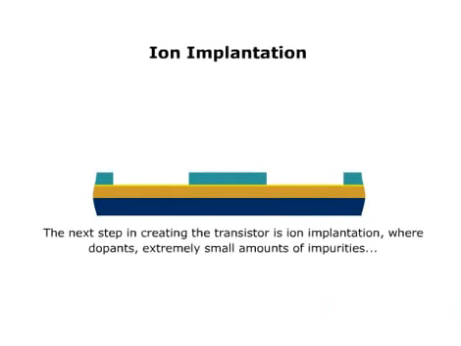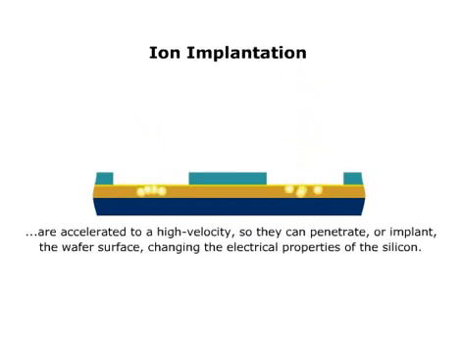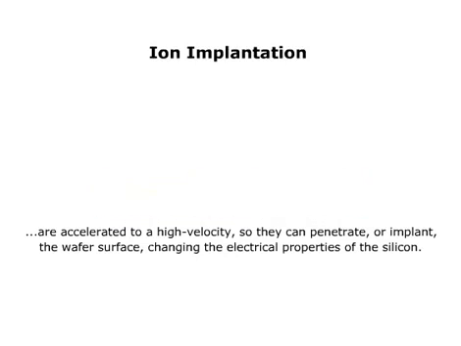The next step in creating the transistor is ion implantation. Extremely small amounts of impurities, called dopants, are accelerated to a high velocity so they can penetrate or implant the wafer surface, changing the electrical properties of the silicon.